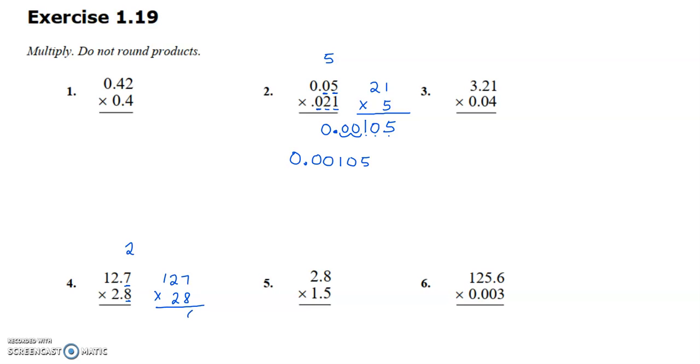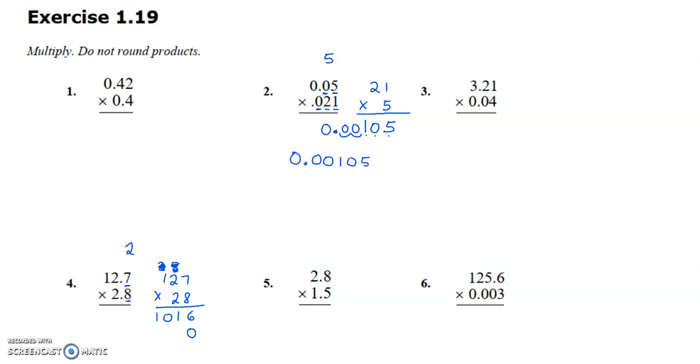8 times 7 is 56. Carry my 5. 8 times 2 is 16. Plus 5 is 21. Carry my 2. 8 times 1 is 8. Plus 2 is 10. First row is done. I'm going to scratch out my carrying.